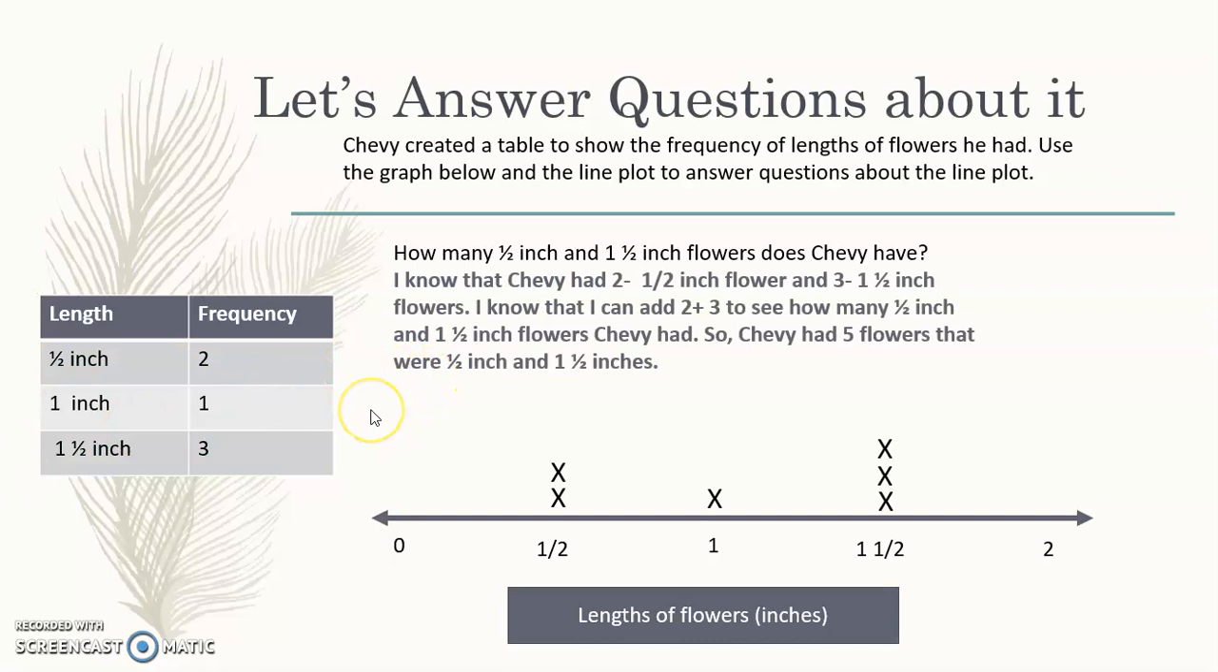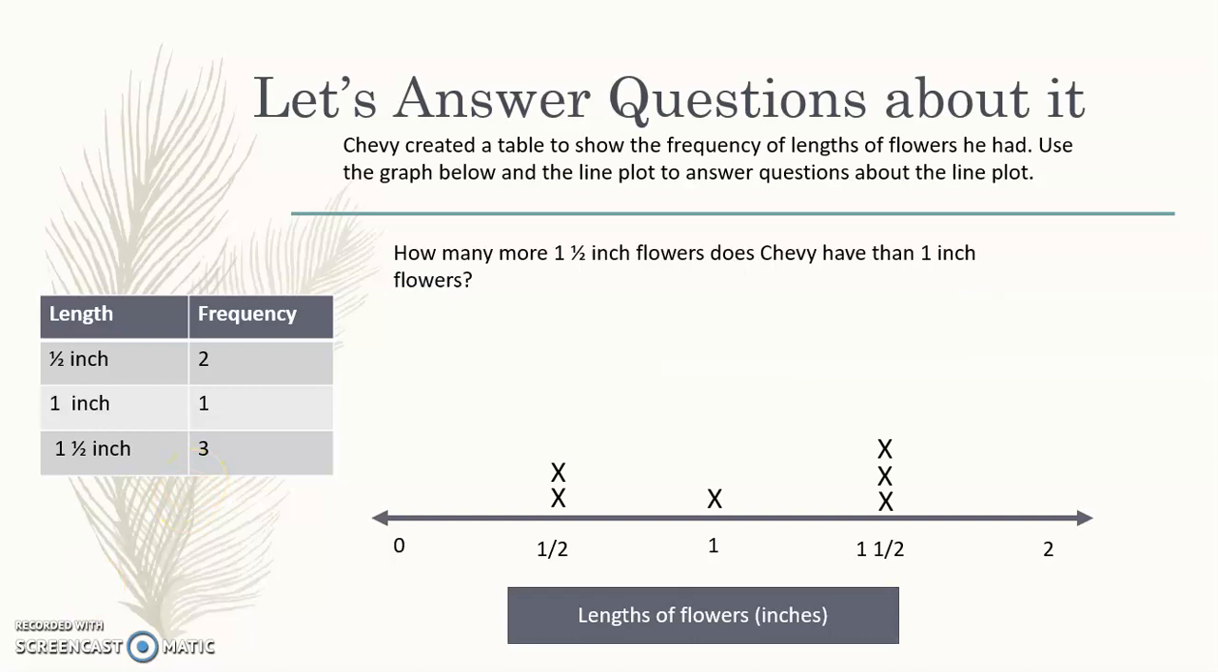I know that Chevy had 2 1/2 inch flowers and 3 1.5 inch flowers. I know that I can add 2 plus 3 to see how many 1/2 inch and 1.5 inch flowers Chevy had. So Chevy had 5 flowers that were 1/2 inch and 1.5 inch. I'm struggling with this 1.5 and 1/2 inch. All my words.